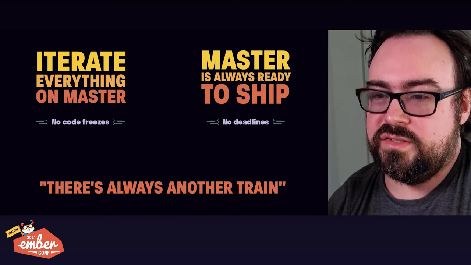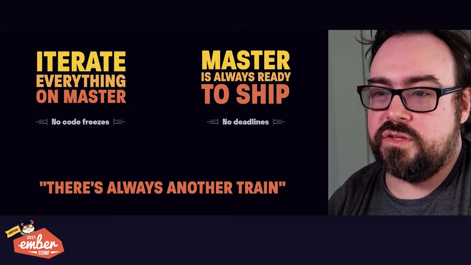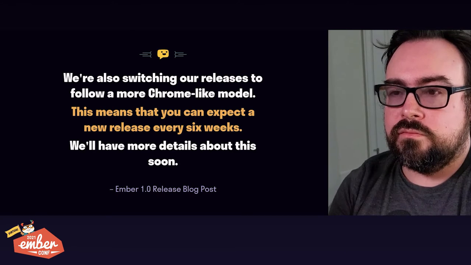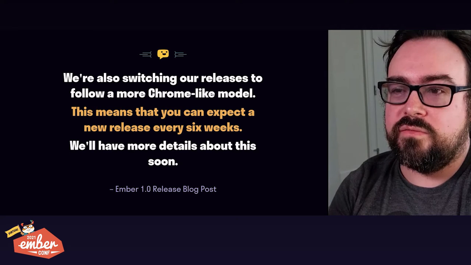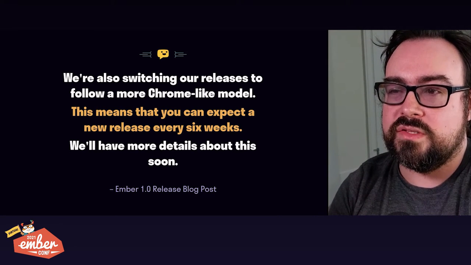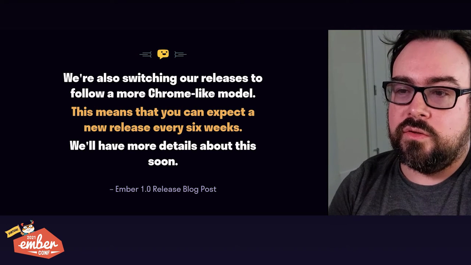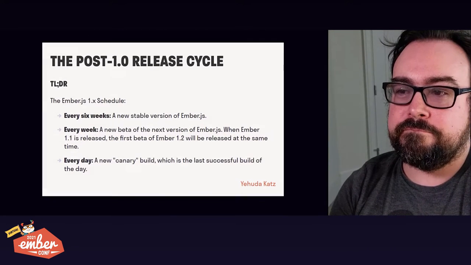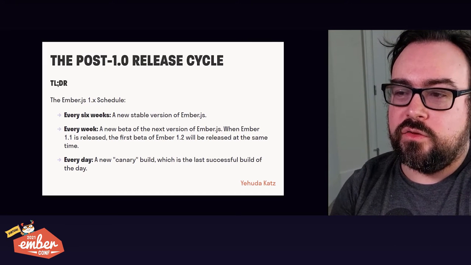So it comes down to two basic rules. Always iterate on the development branch, and always make sure the development branch is ready to ship. This all looked great to us. It was finally a way of thinking about development that didn't introduce all these moments that triggered disruptions. We announced that we would follow the Chrome release model, with a release every 6 weeks. A week later, we announced the details of the plan. It looks a lot like the Chrome model.